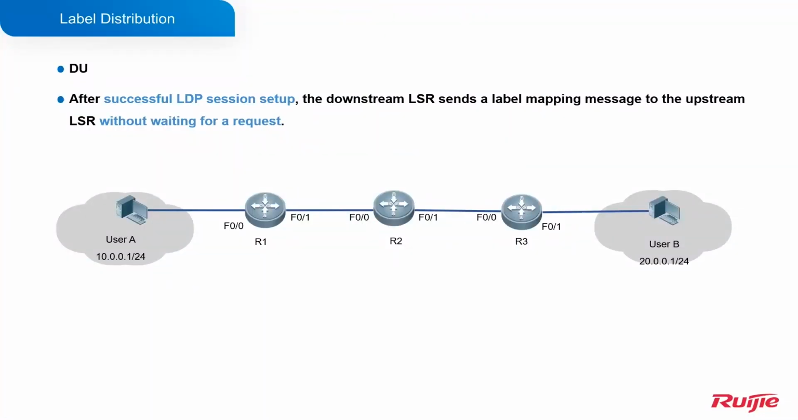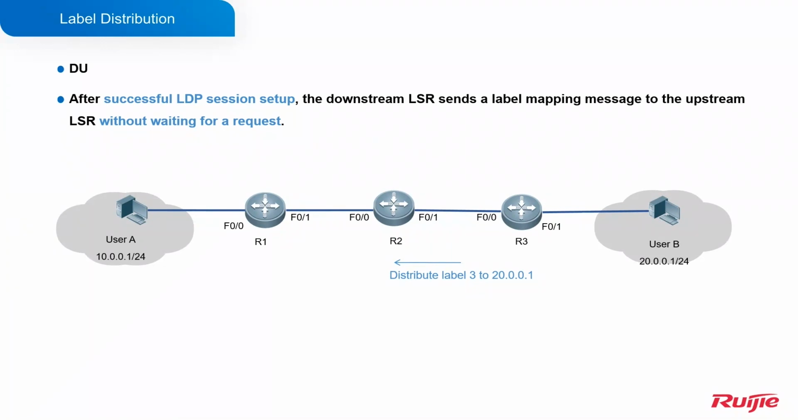And another way is the DU function, downstream unsolicited. That means after the LDP session is set up successfully, the downstream router will directly send the label mapping information to the upstream router without waiting for requests. For example, R3 already established a session with R2, and I will distribute the label 3 as in label for the segment 20.0.0.1.